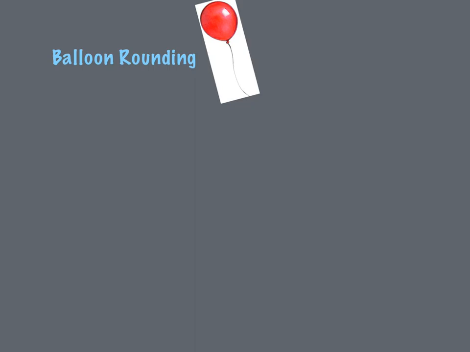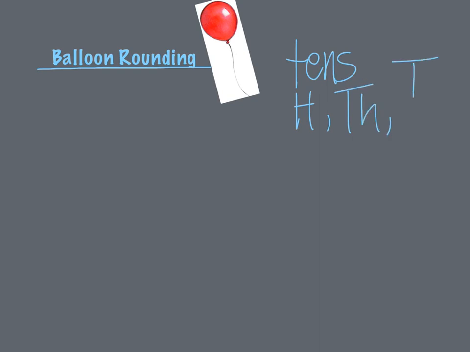Today we're going to be talking about rounding, and I want to introduce you to a new way called balloon rounding. Now, when you round a number, you are going to change it, and it's going to tell you exactly what to round to. So you're either going to be rounding to the tens place, or maybe the hundreds place, thousands, 10,000s. Rounding is really nice because it tells you exactly which one to pay attention to. So I'm going to teach you how to do the balloon rounding today.